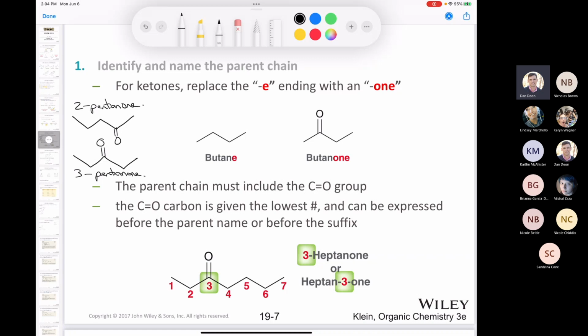And a neat addendum that they put in the nomenclature rules back in the 90s, I think, or maybe early 2000s, was that instead of calling it 3-pentanone or 2-pentanone, you could call it pentan-2-one or pentan-3-one. And you see that in this example here. We have 3-heptanone, or you could call it heptan-3-one. Either one is perfectly legitimate. They're both perfectly acceptable. Everybody will know what you're talking about.